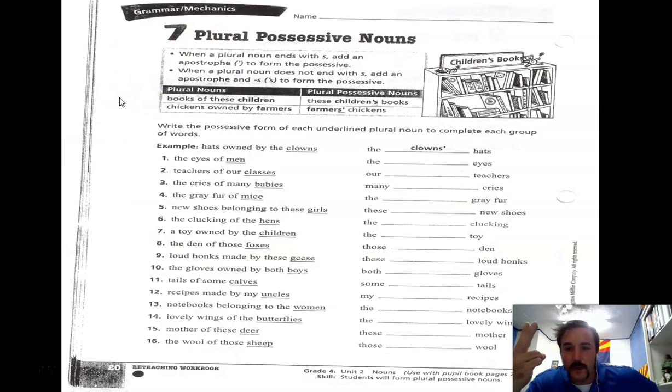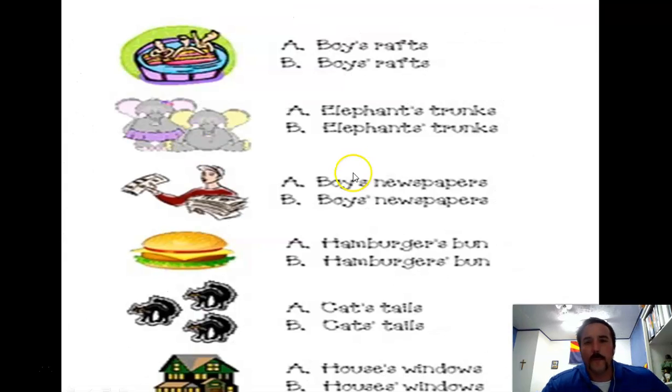Here you go, elephants. There's two of them, plural. So that elephants does end in S. Therefore, I should just add an apostrophe.